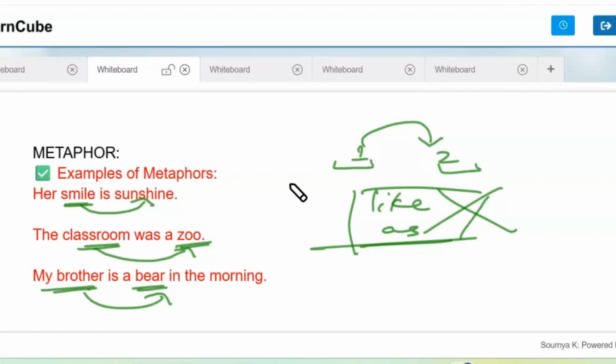Similarly, the words like and as are used in simile, whereas in metaphor, you don't have to use any words. The terms that are being compared will be written as such, and both terms will be seen as one.